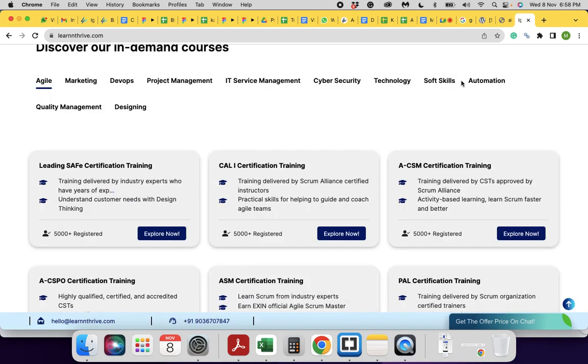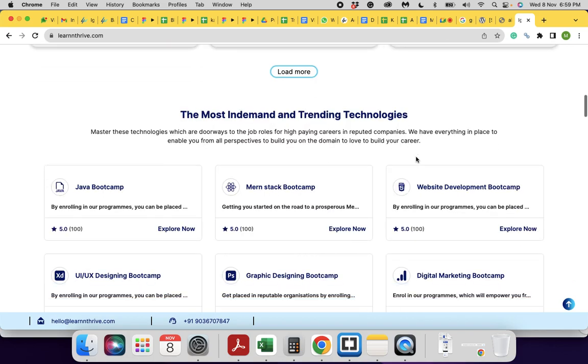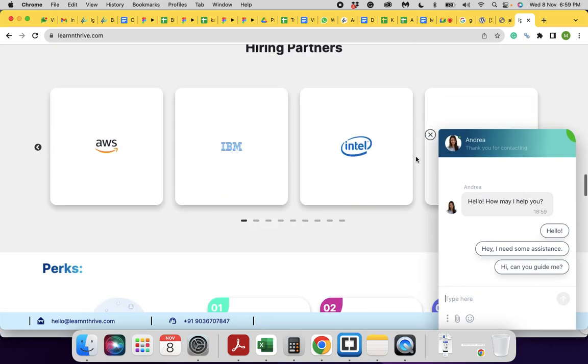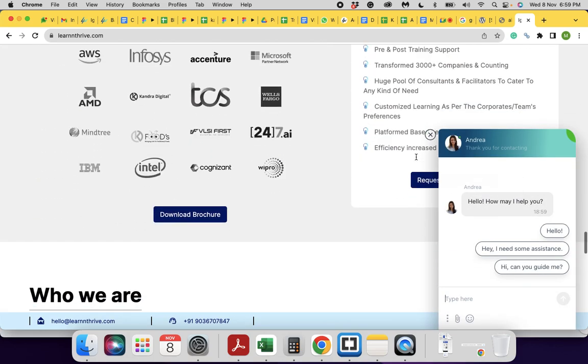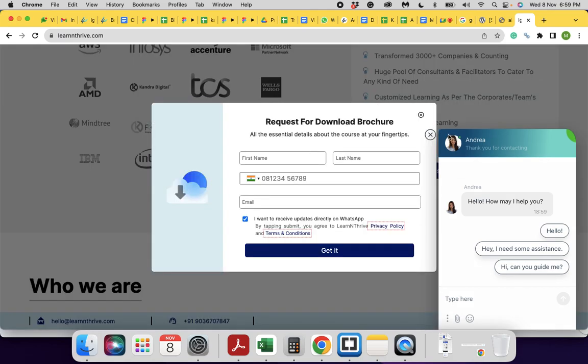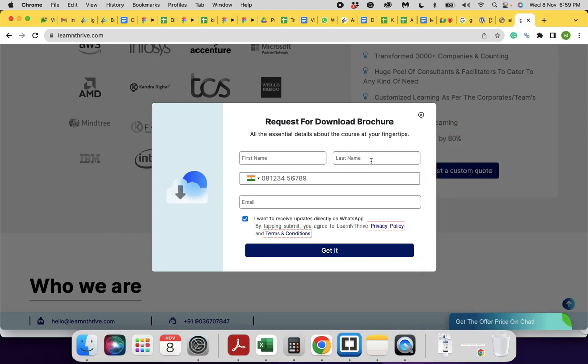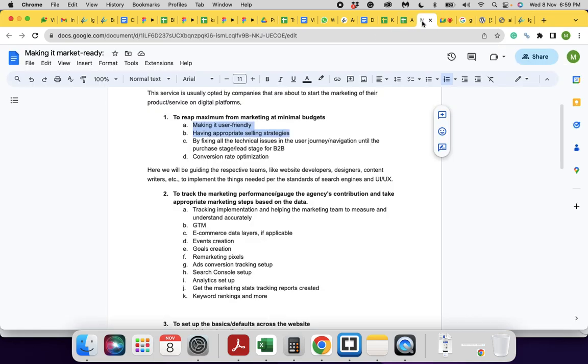We'll be tracking it on Google Analytics. So how many people are filling any of the other forms on the website, even this one, how many people are clicking on download brochure and filling this form. We will be understanding these details. We will be tracking these details on Google Analytics as events, and these events will be converted as goals. We have discussed these things as well.